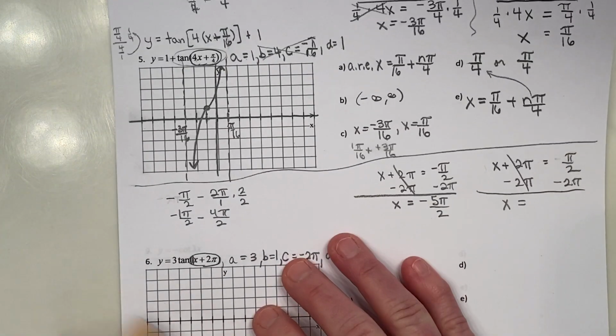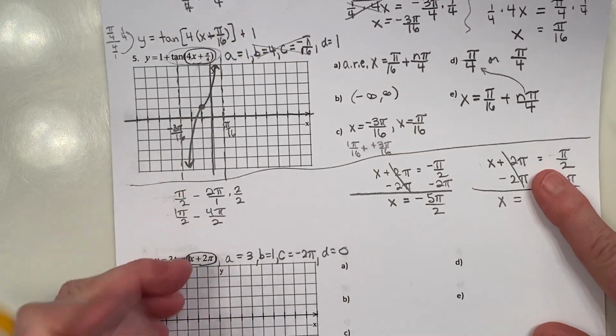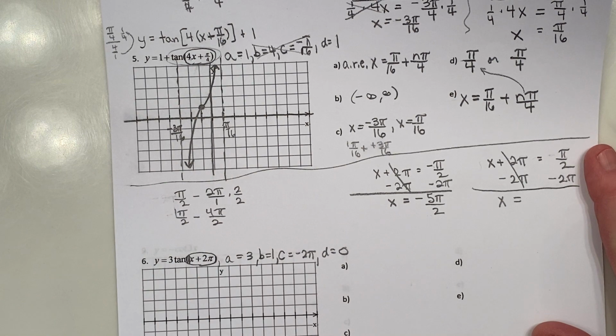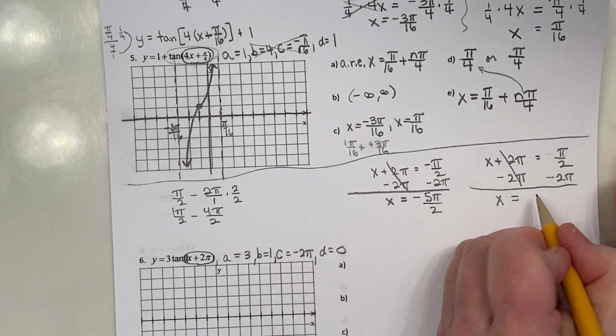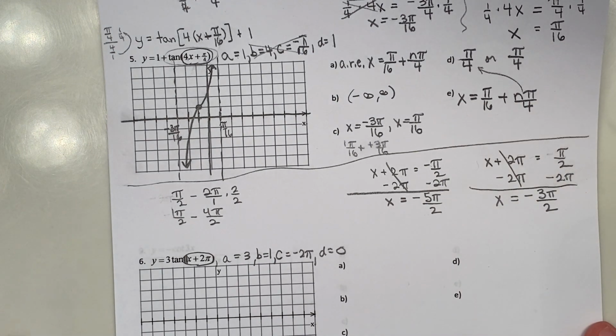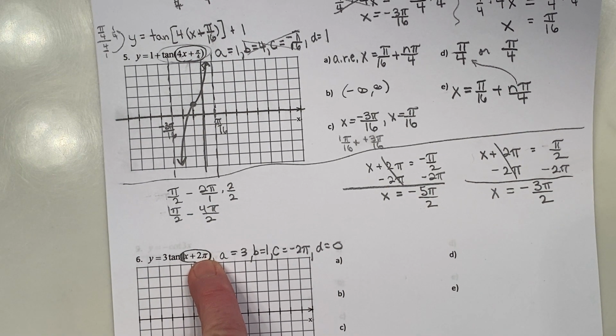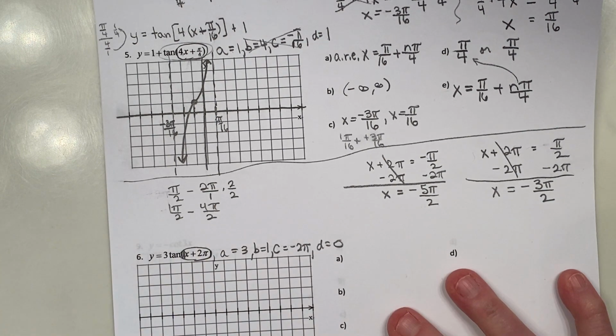All right, well, what happens when we adjust to make this negative pi over 2 positive pi over 2? Well, then we've got 1 whole minus 4, so that's negative 3 pi over 2. Notice that both our vertical asymptotes are negative, and that makes sense because we're shifting the graph of tangent left 2 pi.